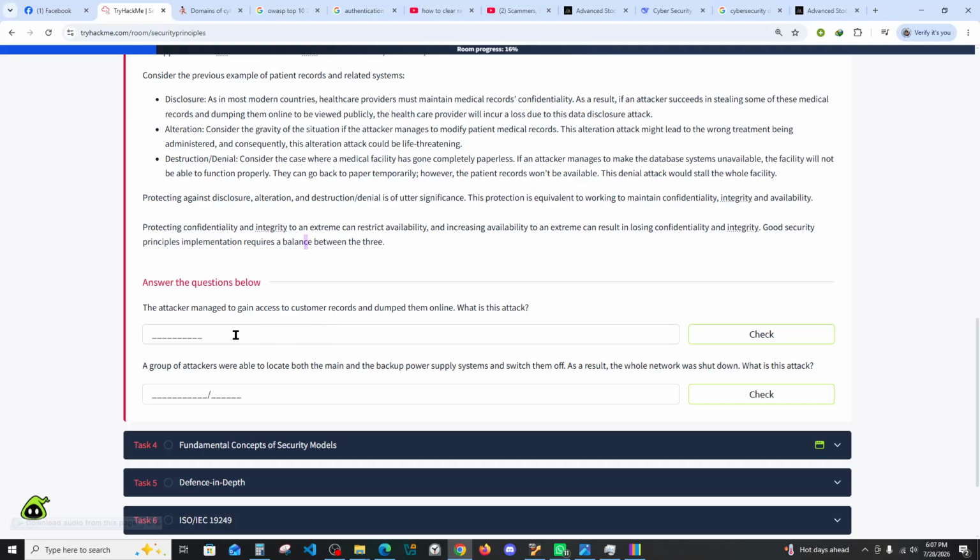The attacker managed to gain access to customer records and dumped them online. What is this risk? Managed to gain access.